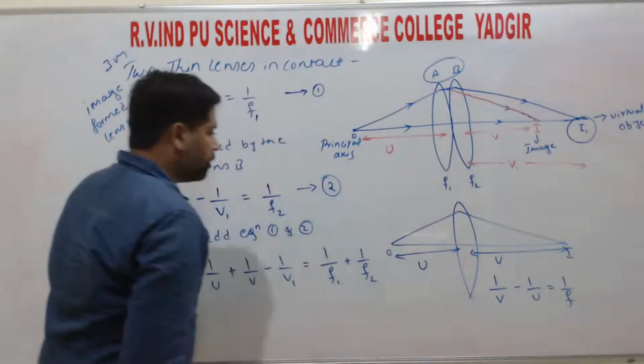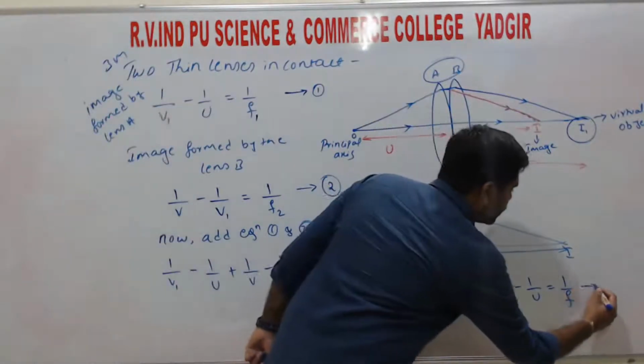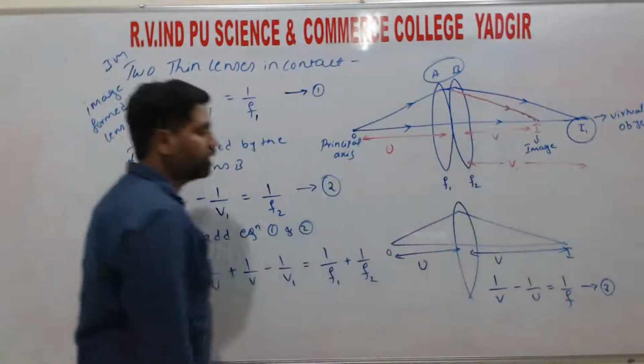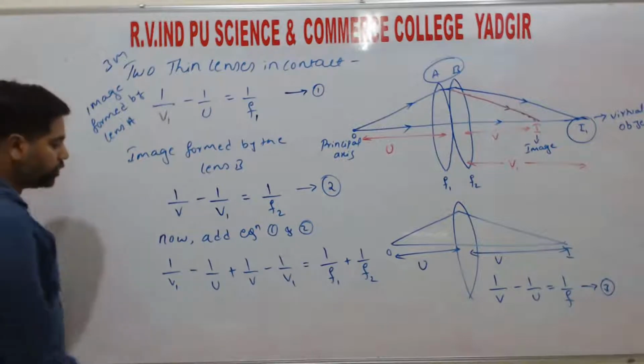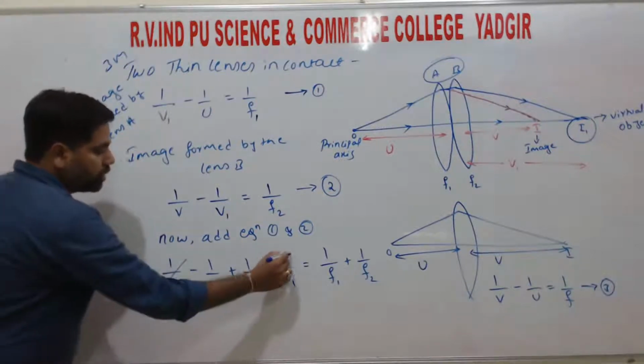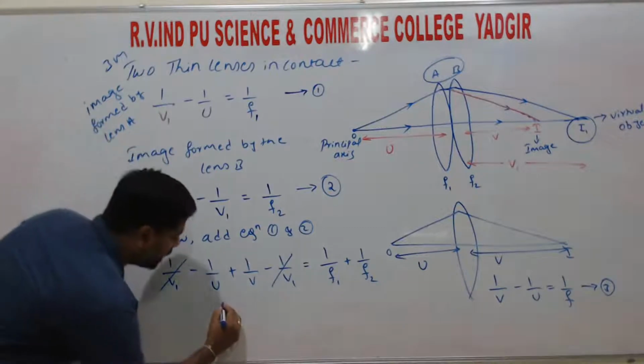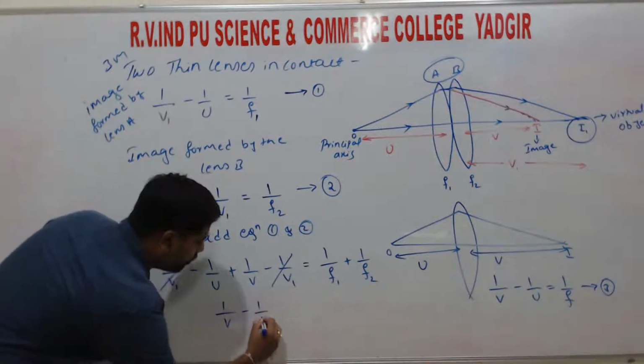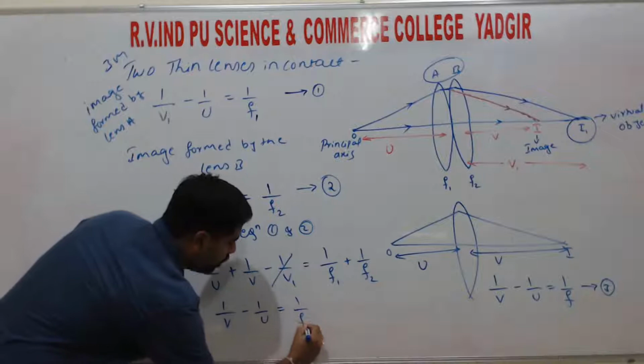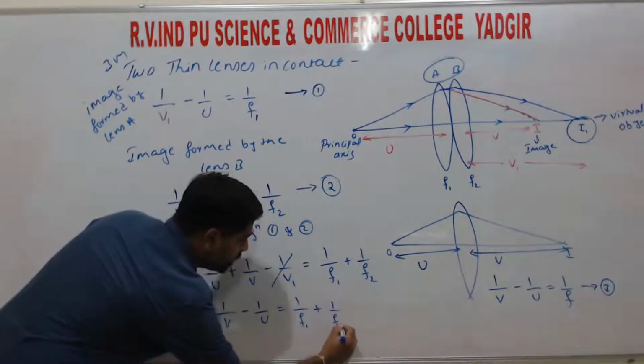We call this equation 3. If you observe here, plus 1 by v1 and minus 1 by v1 cancel, so the remaining we get 1 by v minus 1 by u equals 1 by f1 plus 1 by f2.